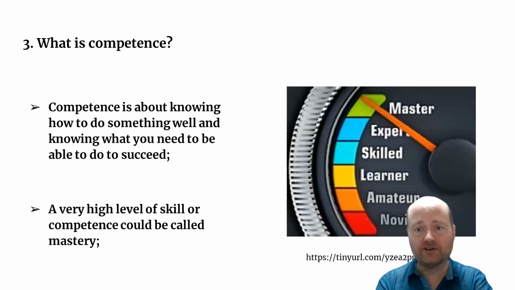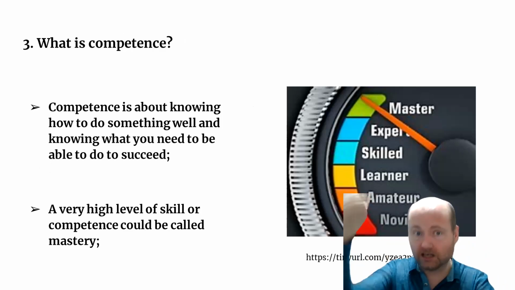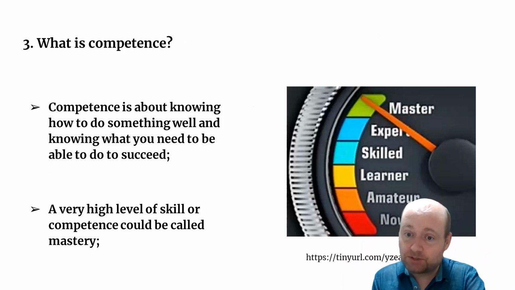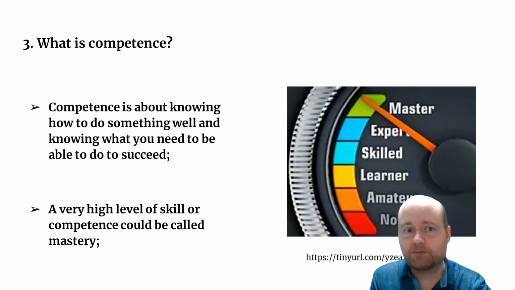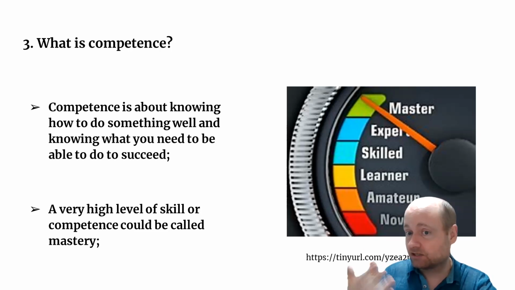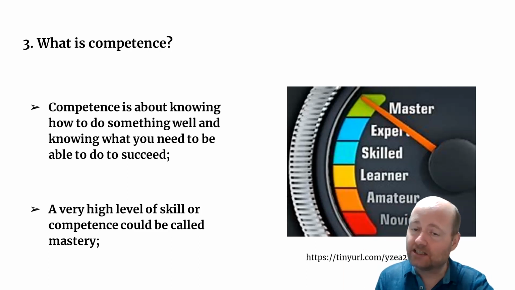So let's move on and look at the second one of these, which is competence. So competence is basically learning skills. So you can see in the picture behind me, we have the different levels of competence from amateur to master. So if you are very, very competent at something, we can say that you're an expert, a master, or highly skilled. So competence is really about knowing how to do something well. So it's about knowing how to acquire the skills that you need to do what you need to do successfully.